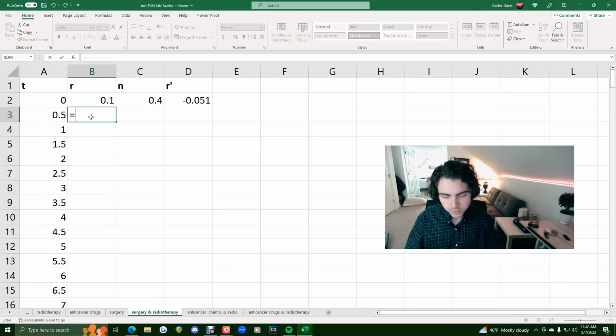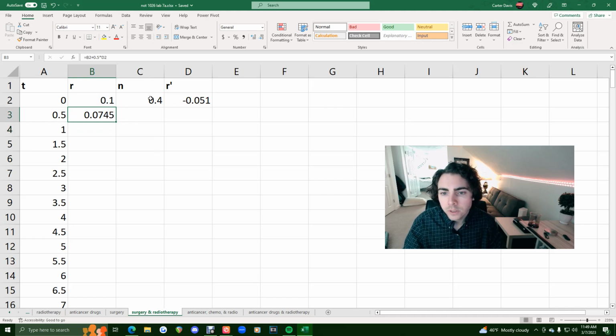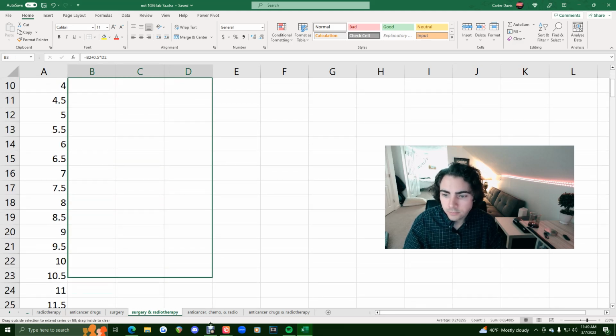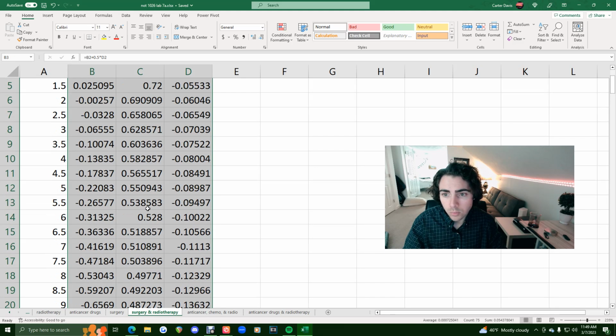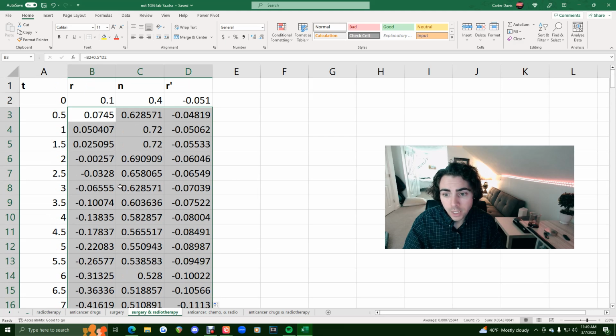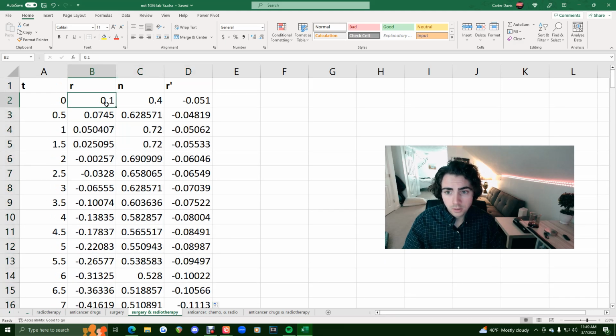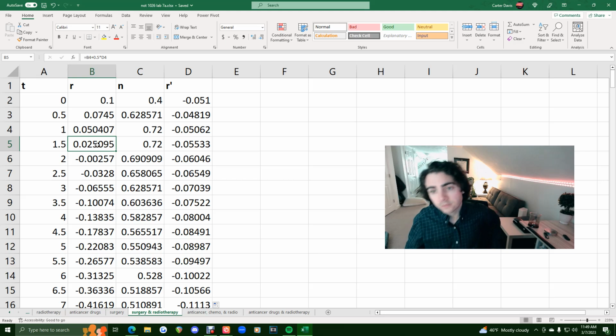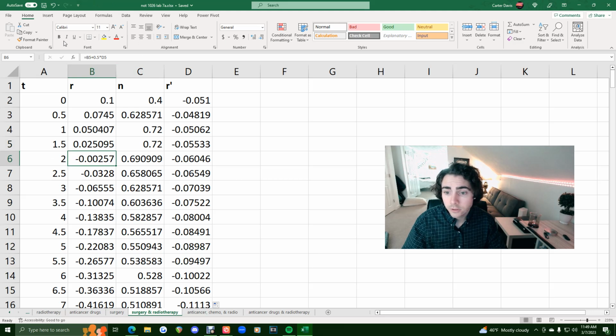Then we're using Euler's method, so R plus step size of 0.5 times R prime. Hit enter. We can highlight these and drag them down, highlight these and drag them down. Boom. All right, man, I killed it quick. What we're looking for is for the radius to go from positive to negative. The radius of the tumor went from positive to negative instantly, in 2 weeks. It's pretty crazy.